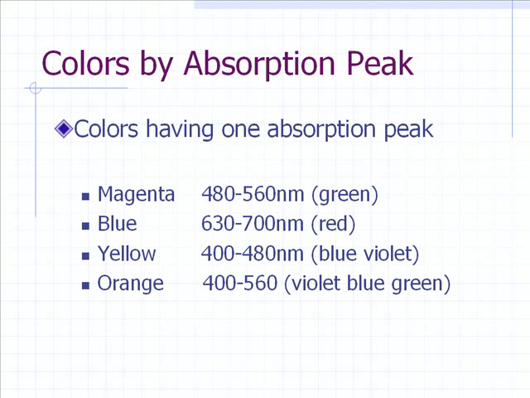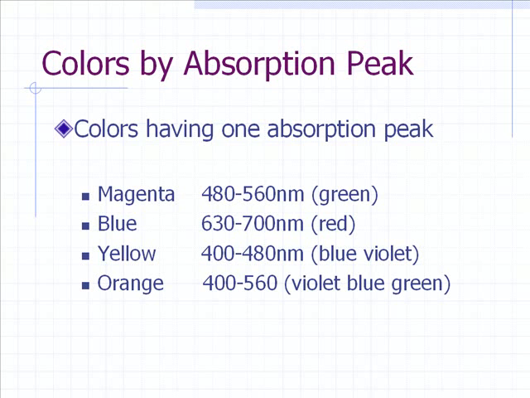Yellow has an absorption peak in the blue-violet range, and then goes up. Orange goes a little bit farther and goes over. By looking at those curves and where they go up, you can get an idea what the color is.